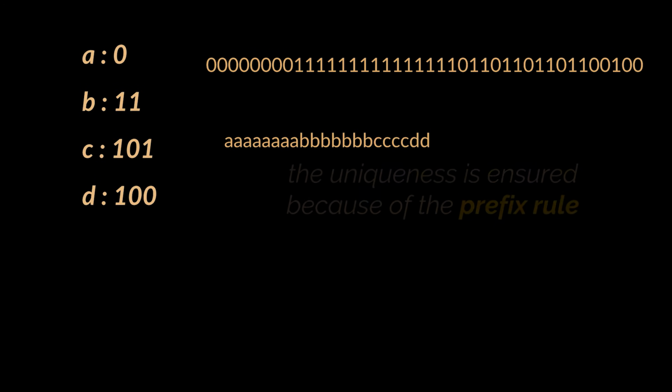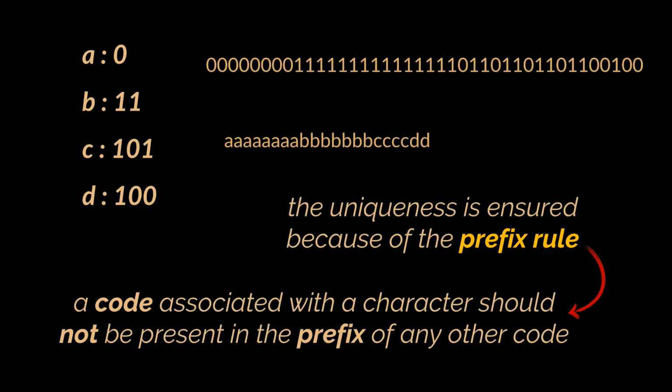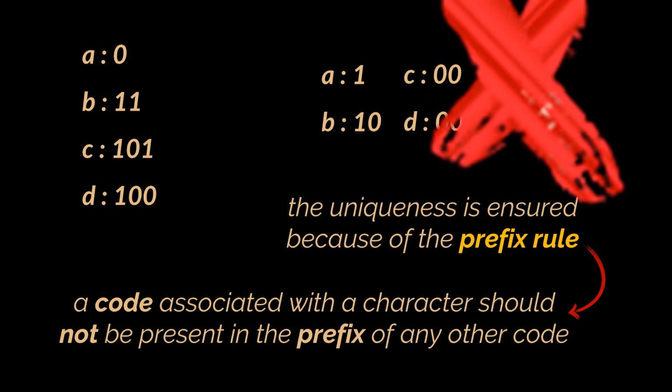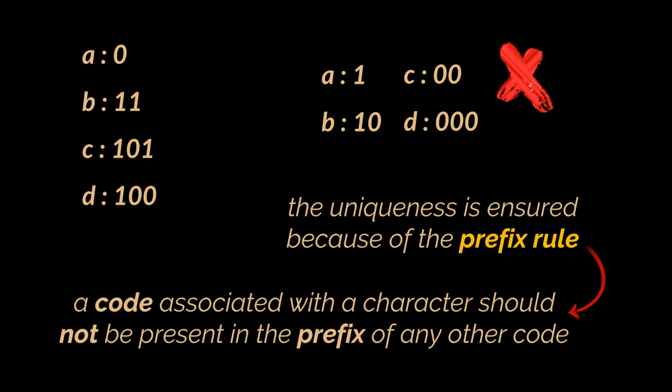This uniqueness is ensured because we applied what we call the prefix rule. And this rule states that a code associated with a character should not be present in the prefix of any other code, and the tree we created ensures this property is maintained. So the codes you see in front of you are not valid Huffman codes, as they violate the prefix rule. The 1 is the prefix of the 1, 0, for example. However, none of the codes we generated using the tree is a prefix for one another. Hence, they are valid Huffman codes.